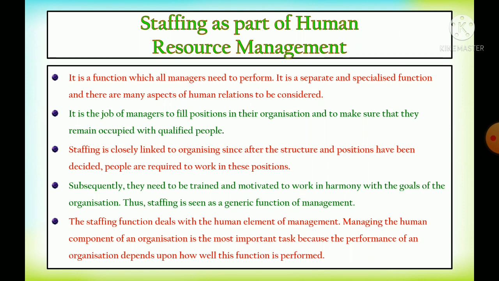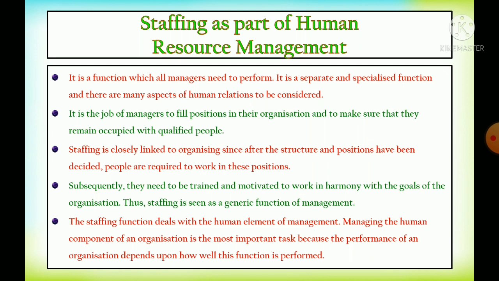Staffing is a job of all the managers to fill the positions in their organization and to make sure that they remain occupied with qualified people. This point says that it is the activity of all the managers to keep the positions in the organization filled, and they must be sure that the positions remain occupied with qualified people.